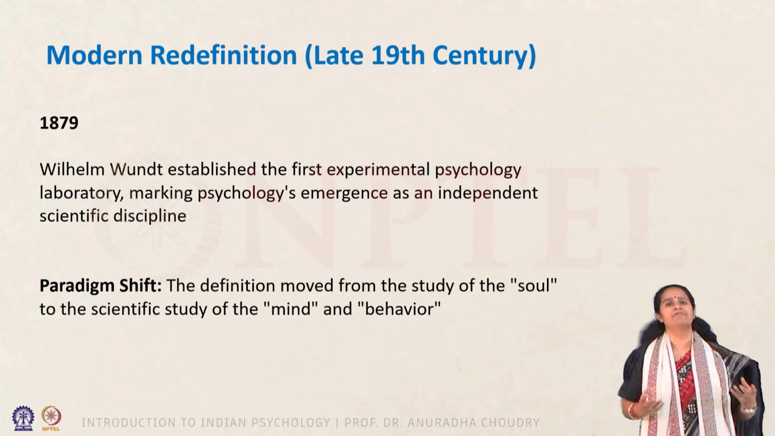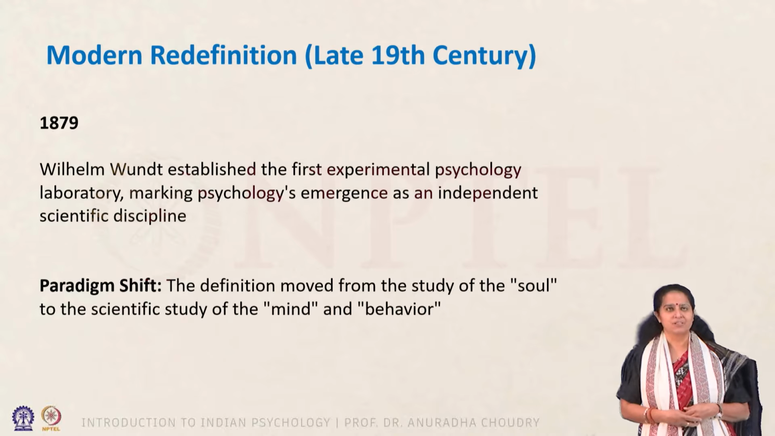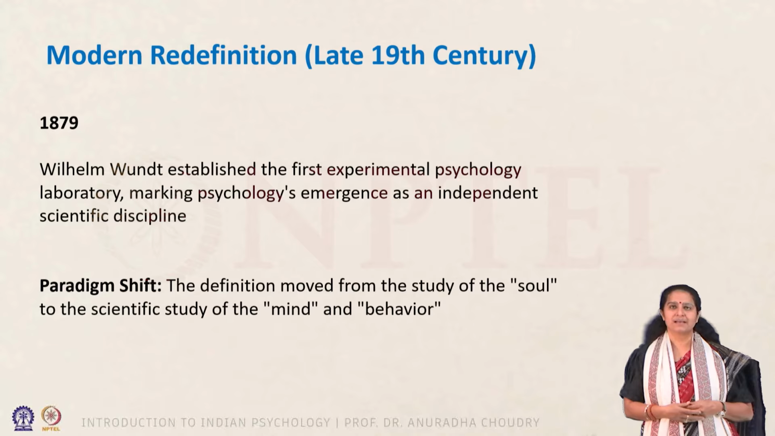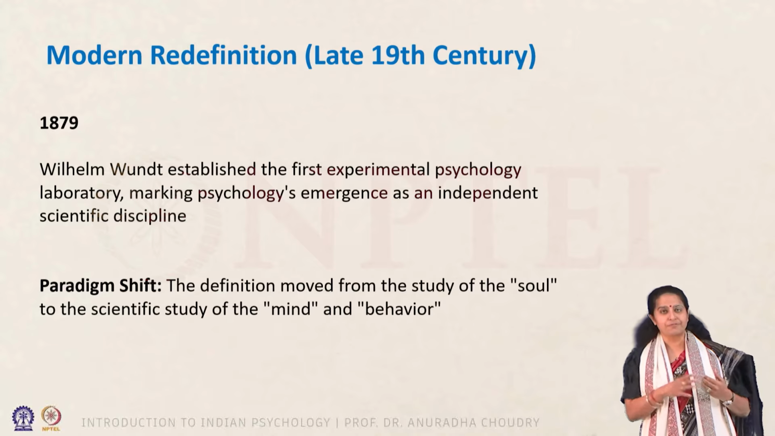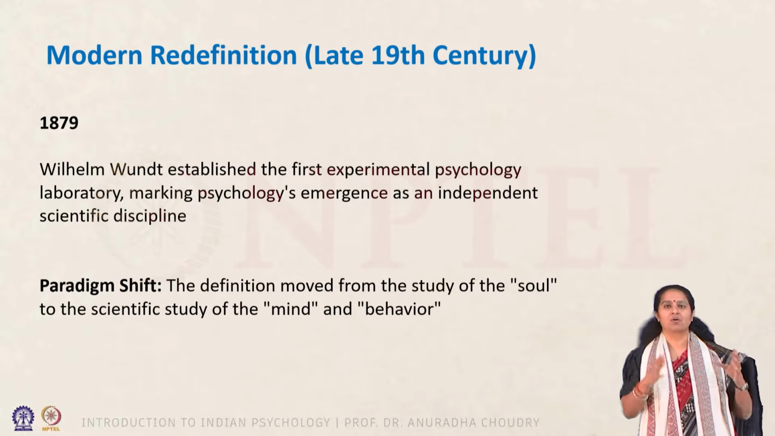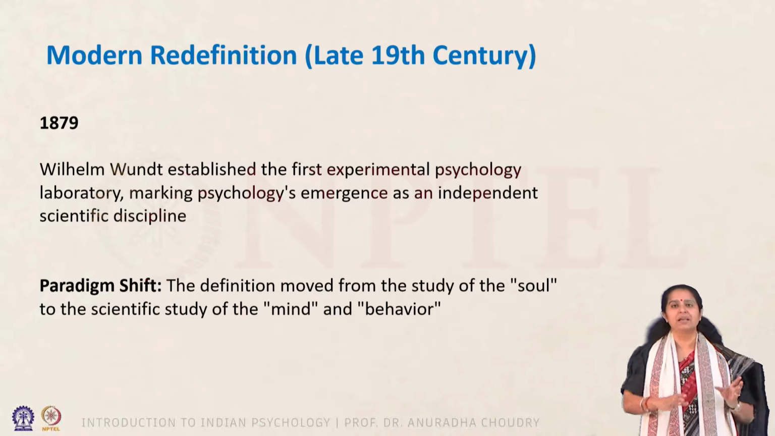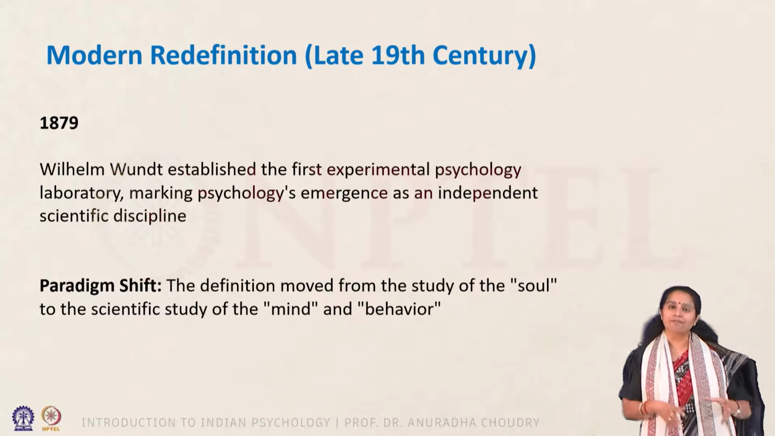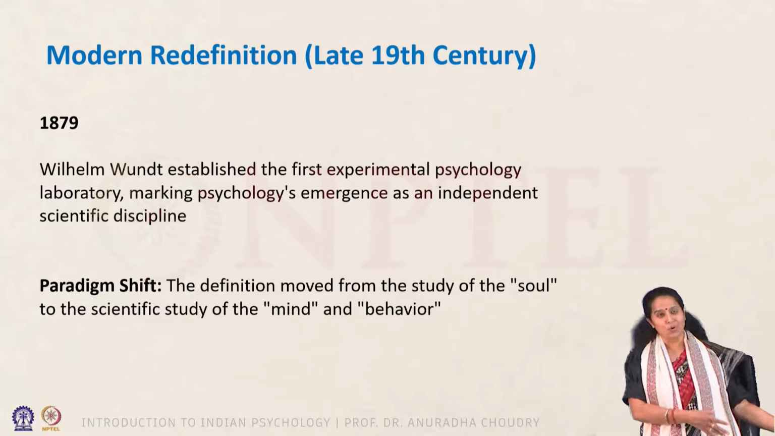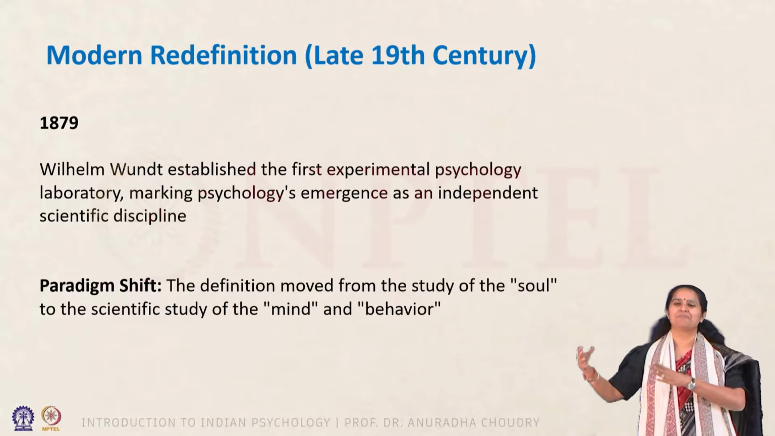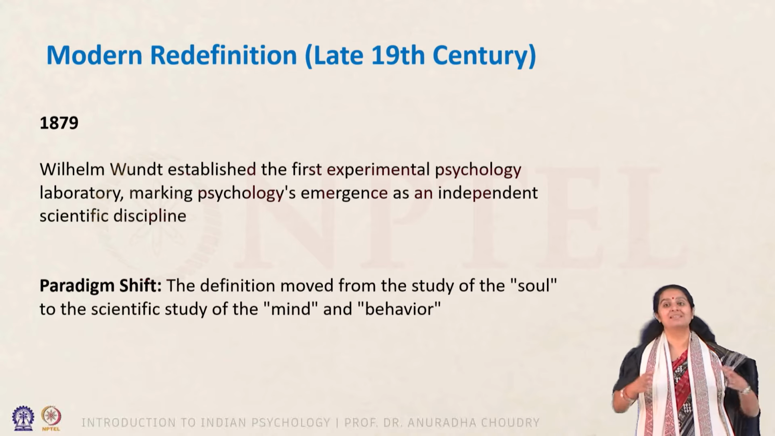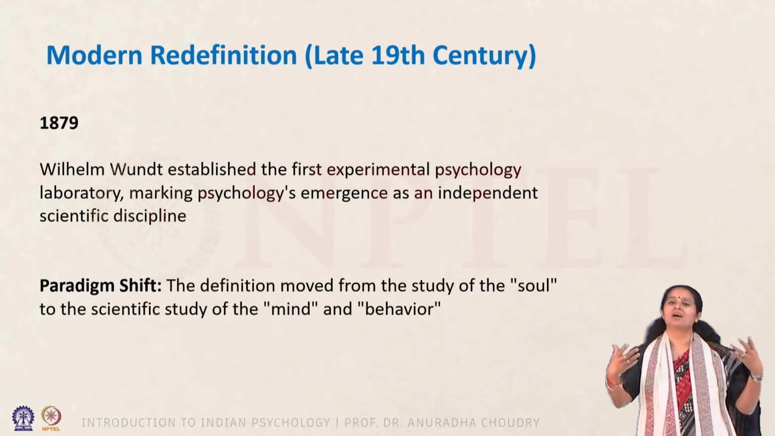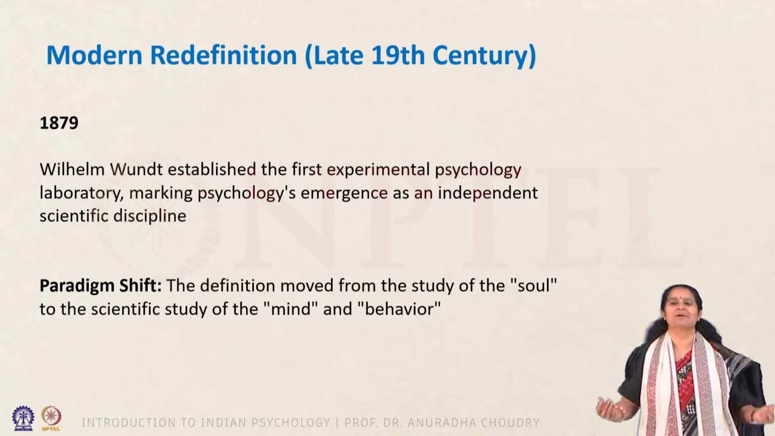The modern redefinition in the late 19th century, as you can see, by Wundt himself, was the shift from psychology being a philosophical thing to an emergence as an independent scientific discipline. And the definition moved from the study of the soul to the scientific study of mind and behavior. And you can see that's quite a big shift in which a few dimensions of the psyche might have got lost.